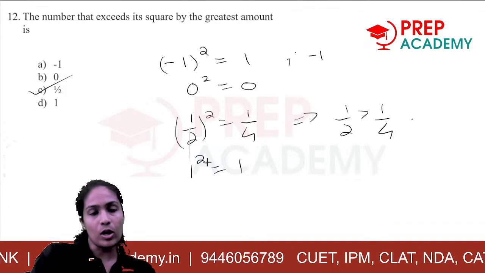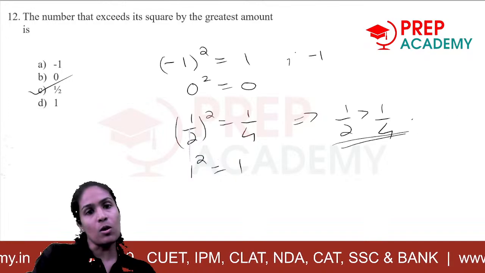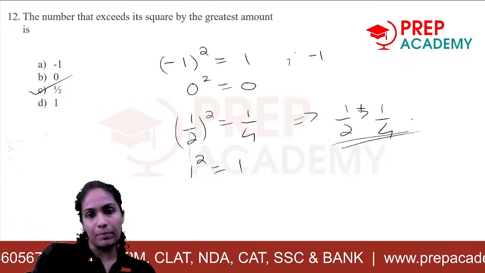Take the case of 1, 1 squared is equal to 1. That's the number and the square. The correct option is option C, 1/2 is greater than 1/4.